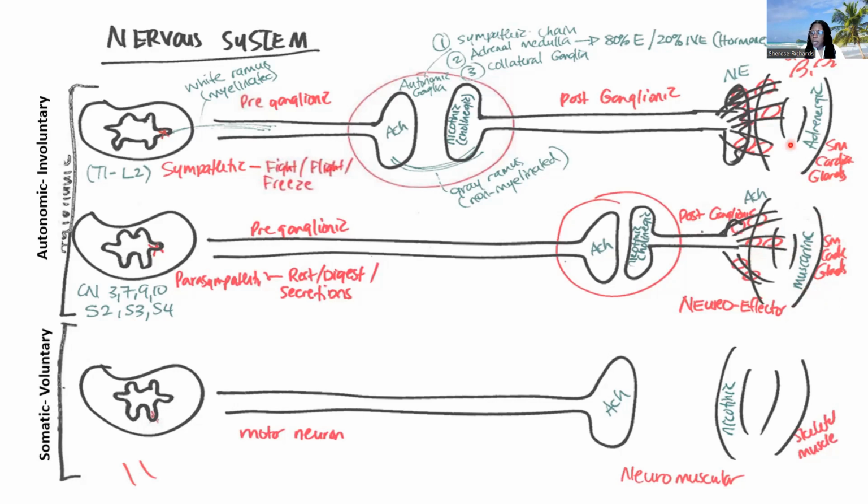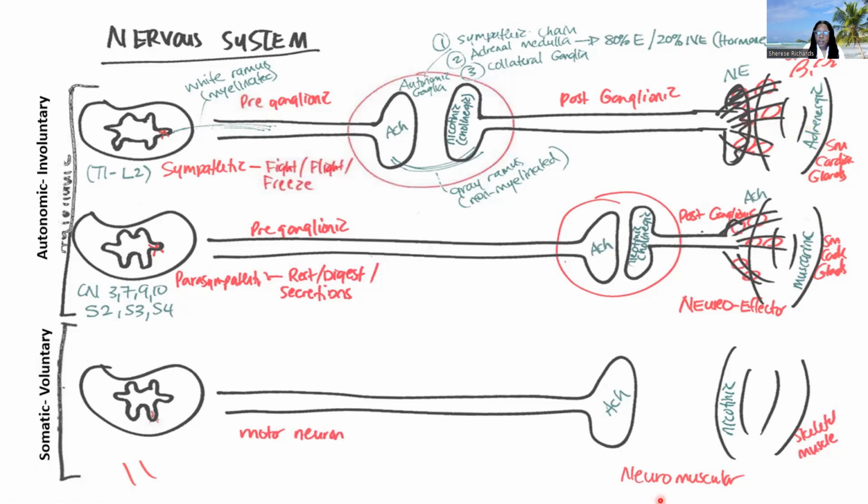The one exception I want to point out is that in the sympathetic nervous system, sweat glands also release acetylcholine, which binds to muscarinic receptors. So there's a small exception with sweat glands where on the sympathetic side, acetylcholine is the neurotransmitter released.